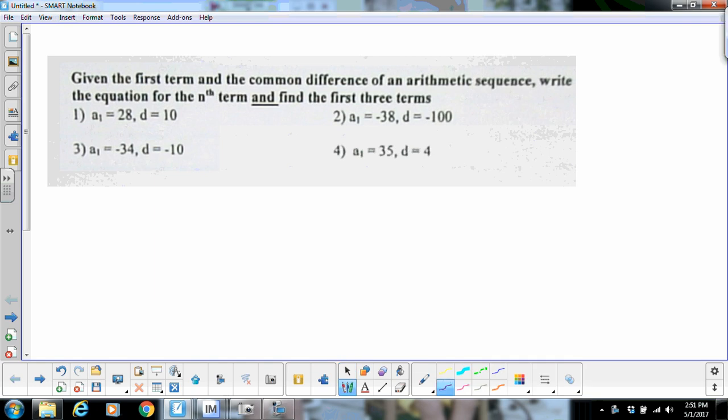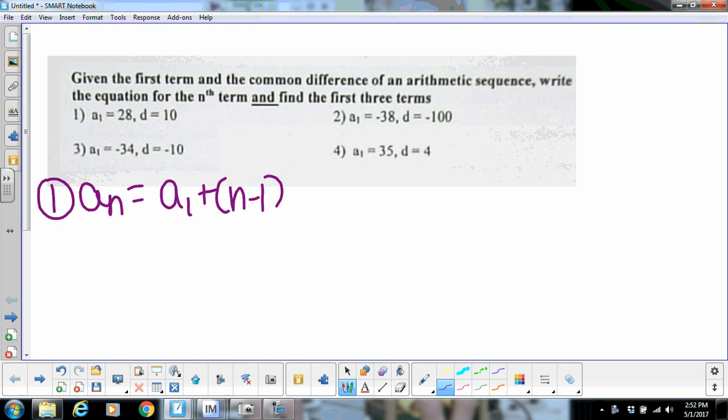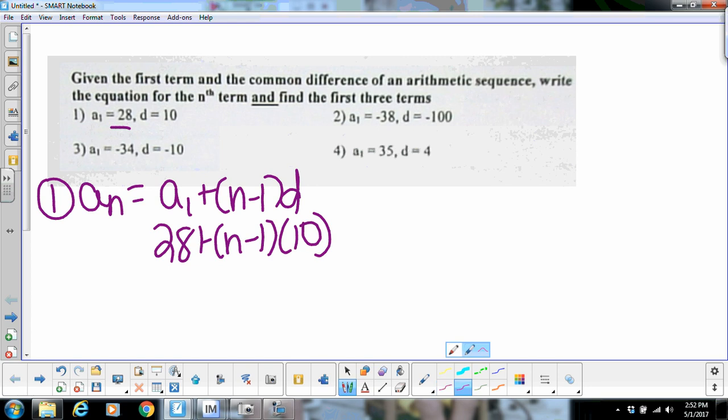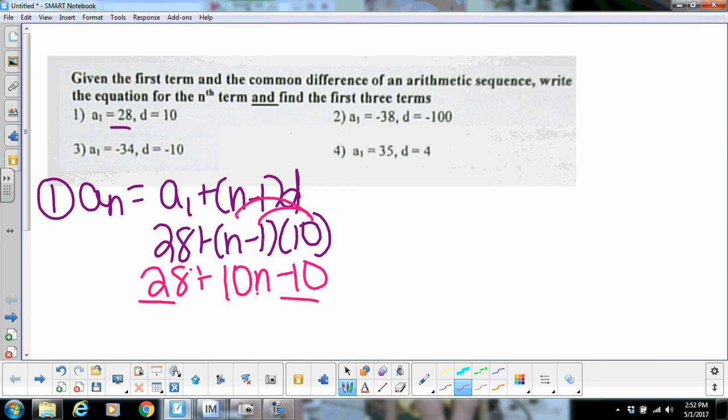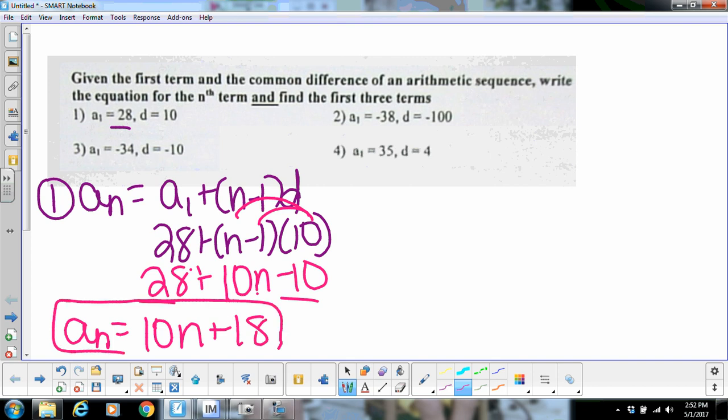Okay, so for problem number 1, remember we're going to use our general formula a sub n equals a sub 1 plus n minus 1 times d. They gave us our a1, that's 28. They gave us our d, which is 10. We're going to distribute backwards, so that's 10n minus 10. And then 28 minus 10 is going to give me 10n plus 18. So that is your equation.